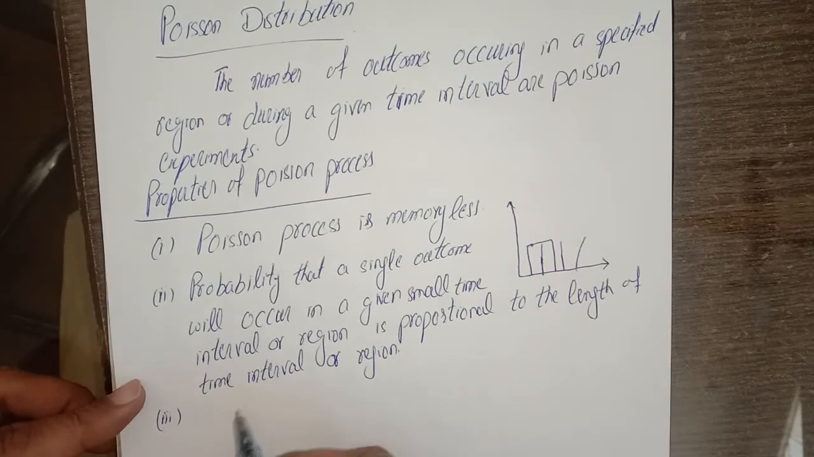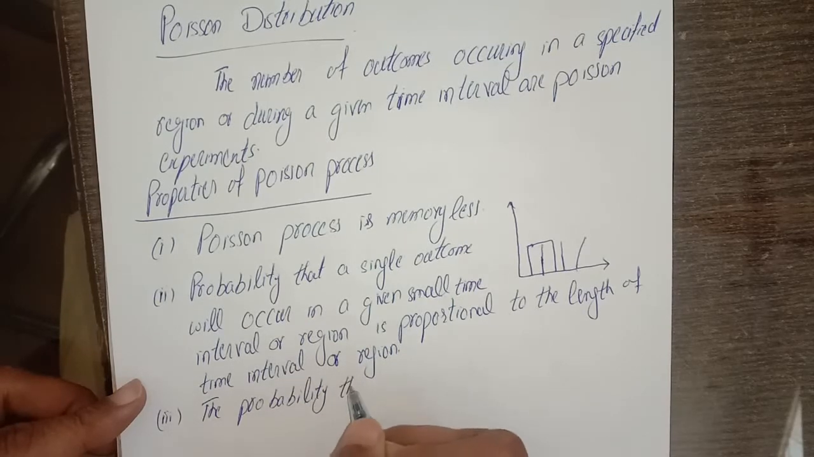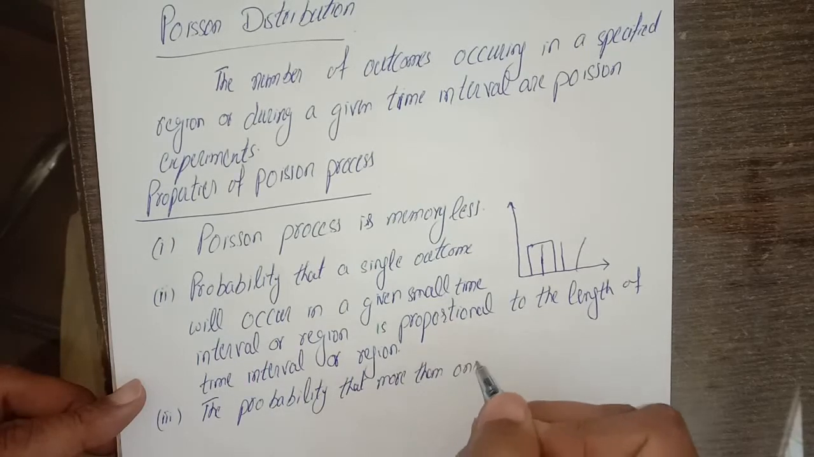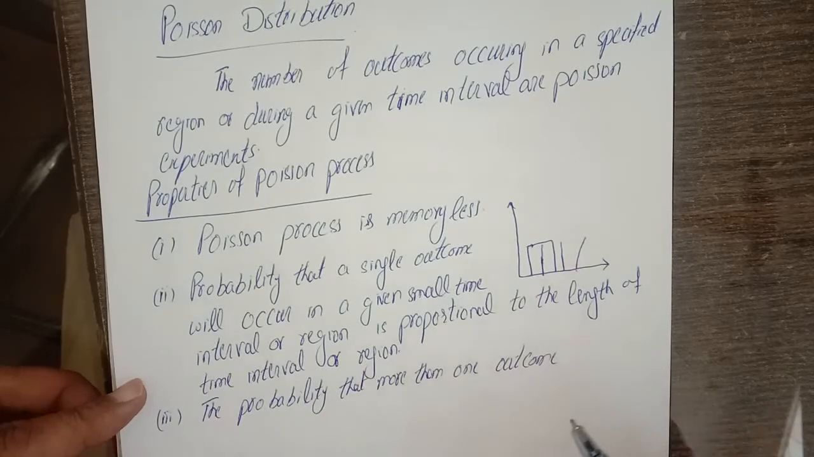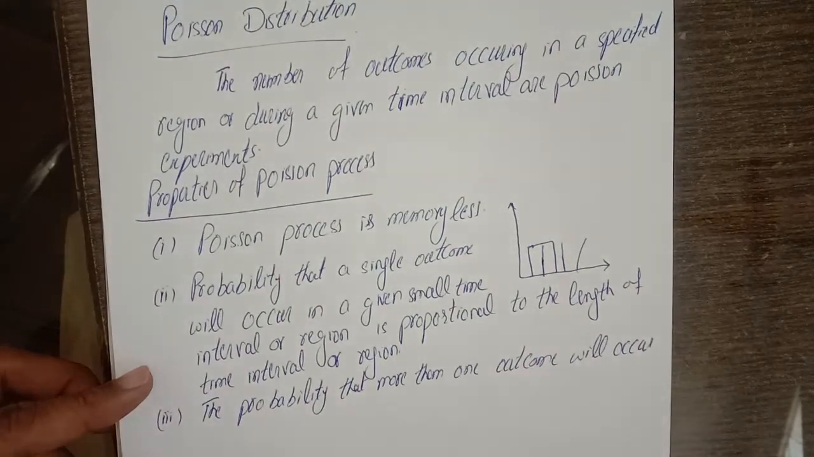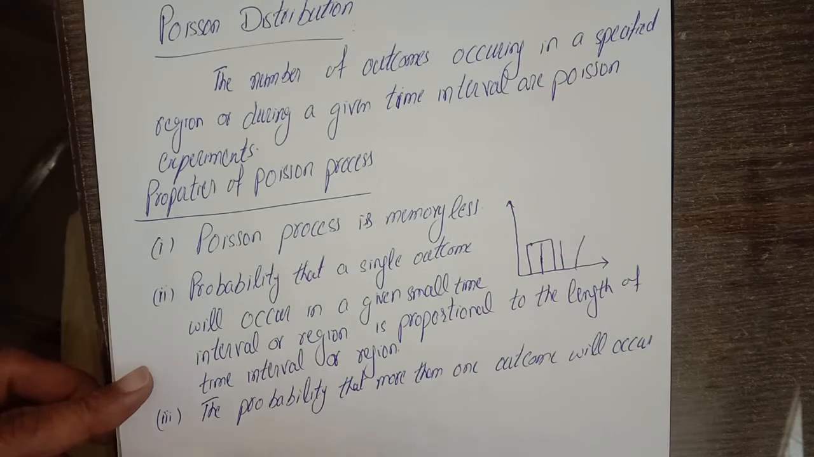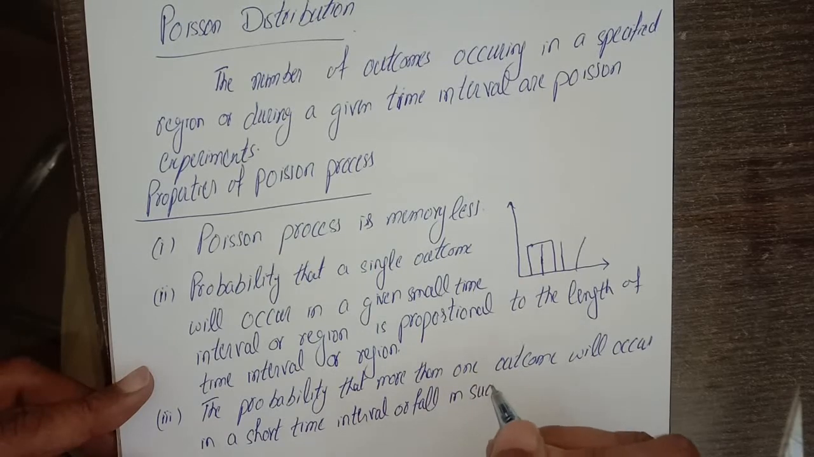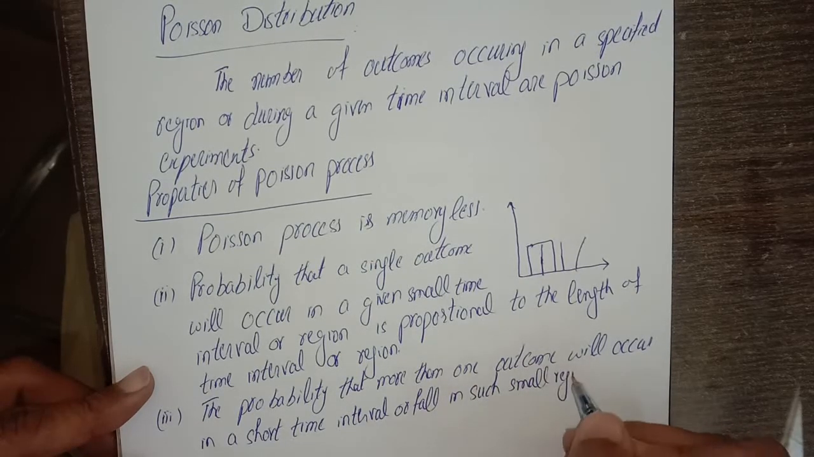The third one: the probability that more than one outcome will occur in a short time interval or fall in such a small region is negligible.